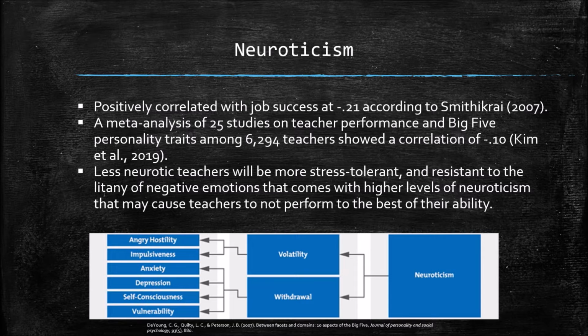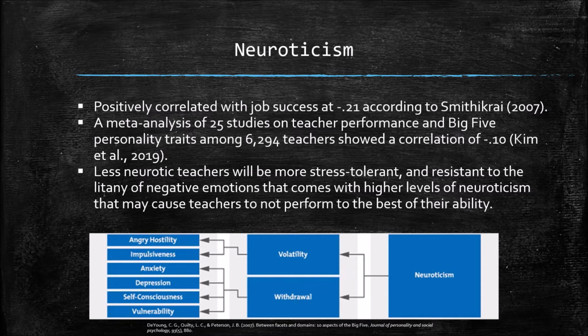Very interesting. So anyways, how is this going to be correlated with teacher effectiveness? And how could we maybe use our personality data to hire the best candidates as an administrator in a school district? So the first study, again, by Smith and Crane, which is one I really liked as well, was from Thailand. It's a negative correlate with job success at negative 0.21. And our meta-analysis of 25 studies on teacher performance and Big 5 personality traits among 6,294 teachers is going to show a correlation of negative 0.10. That's going to be, again, by Kim et al., 2019.